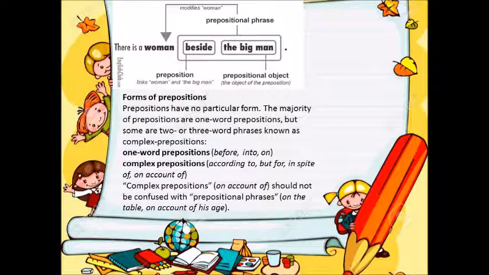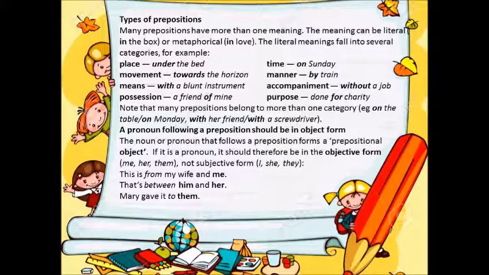Forms of the preposition: one word preposition, complex preposition, etc. You can learn yourself. The types of preposition: place, under the bed; movement, towards the horizon; means, with a blunt instrument; possession, a friend of mine; time, on Sunday; manner, by train; accompaniment, without a job; purpose, done for that. So in that, many prepositions have more than one meaning.